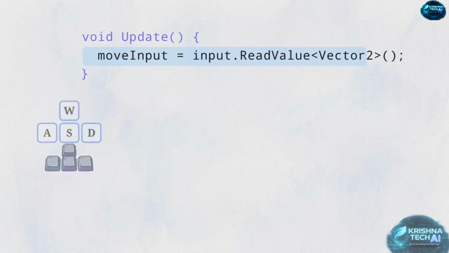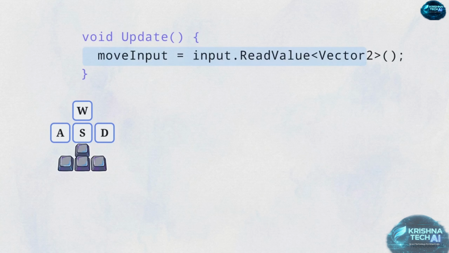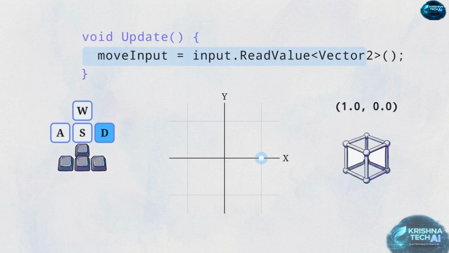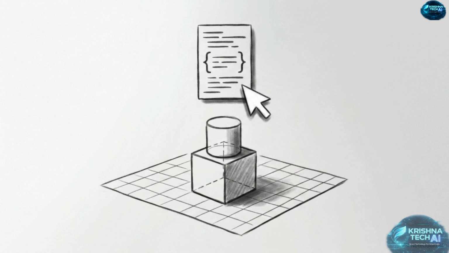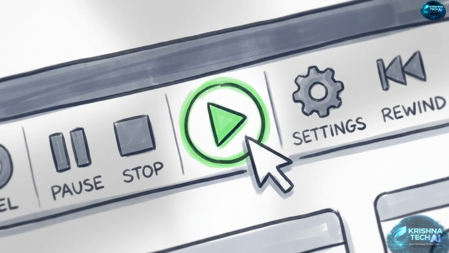We write a line that takes the context of our WASD keys and converts it into a Vector2 value, which represents x and y coordinates. This script creates a direct link between your physical keyboard and the engine's internal mathematical logic. Save your code and return to the Unity editor. Drag the InputDebugger script onto your 3D shape and press the play button at the top of the screen.